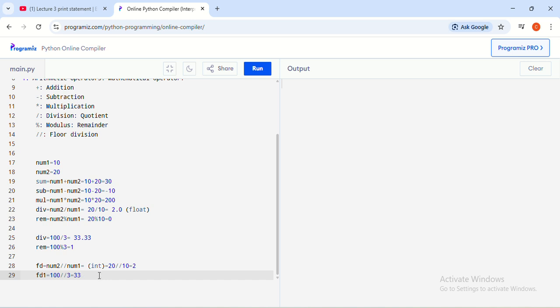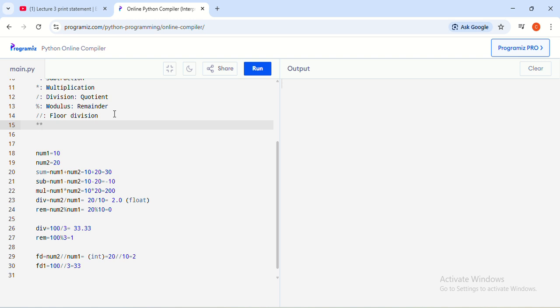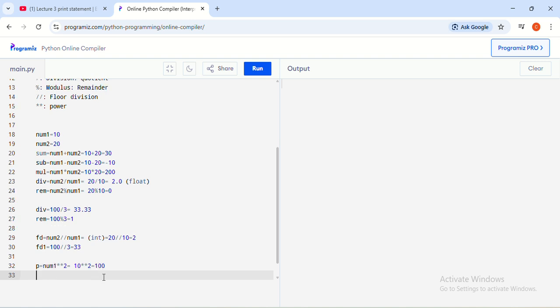So now let's see the last one in arithmetic operators. Power in Python will be denoted by double star. Okay, so here let's make another one, double star, that is for power. Suppose p is equal to num1 double star 2. This means, in mathematics, 10 raised to the power 2, which is equal to 100. If I take one more example for this one, 2 double star 3.